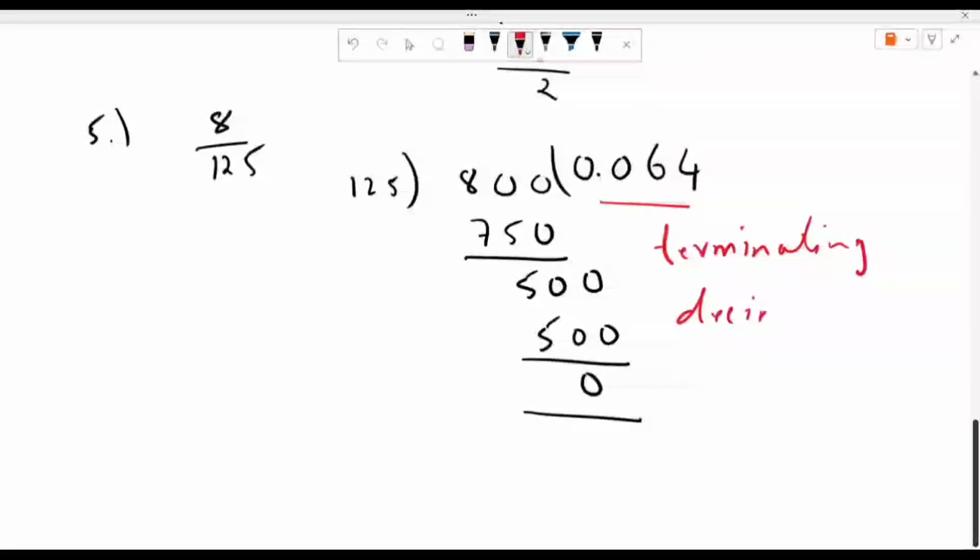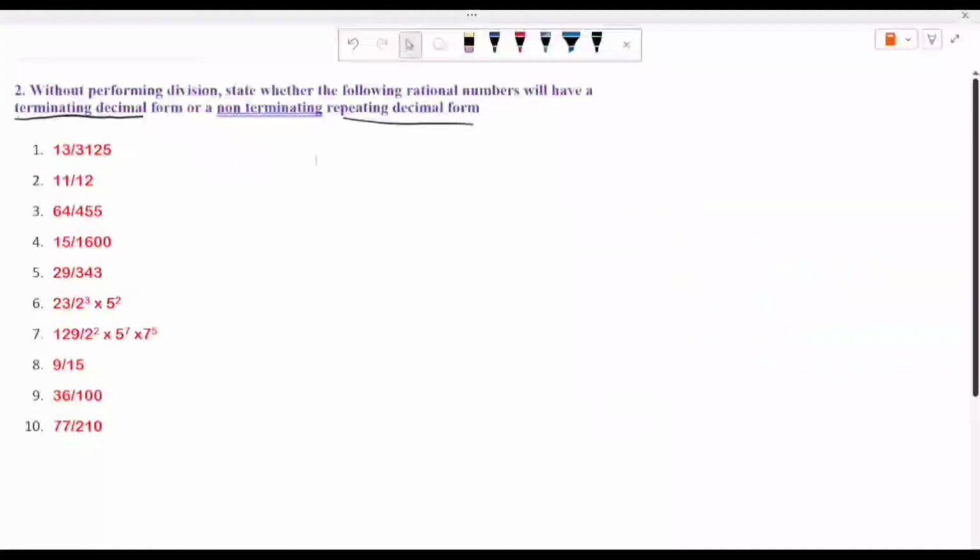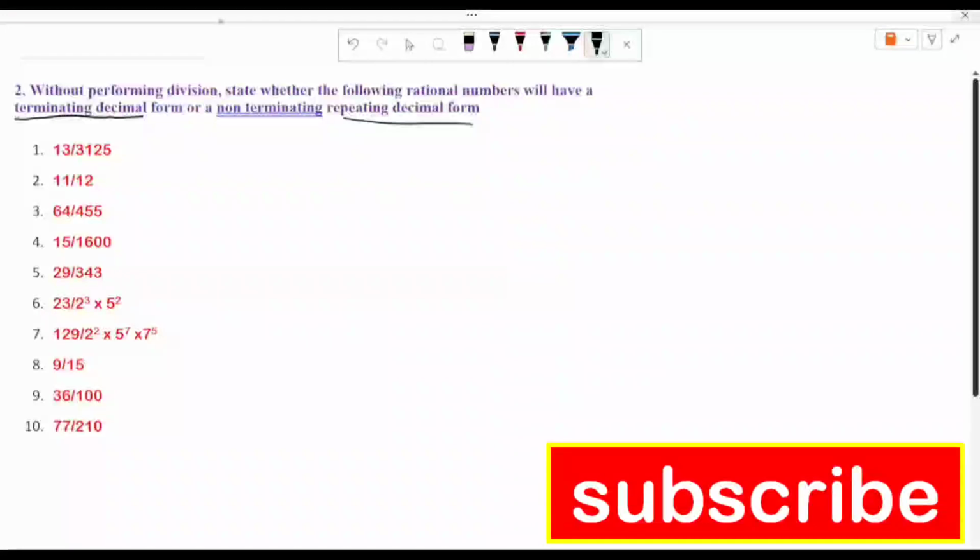So in this way we have completed question number 1. Let's move to the next question, number 2. Now let's see the second question. Without performing the division, state whether the following rational numbers will have terminating decimal form or non-terminating repeating decimal form.